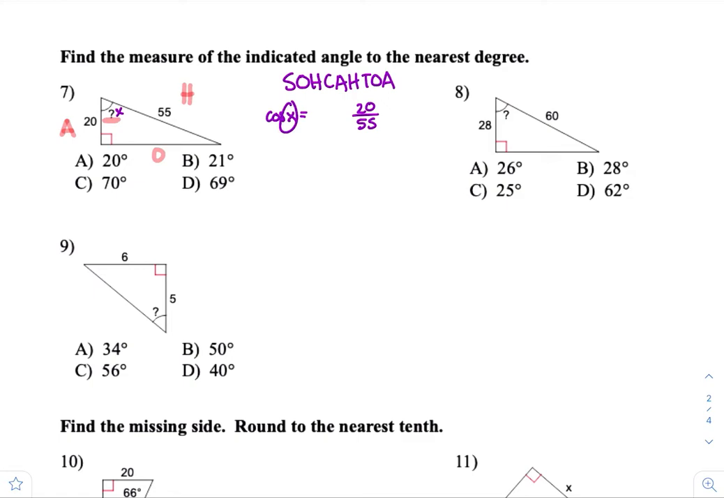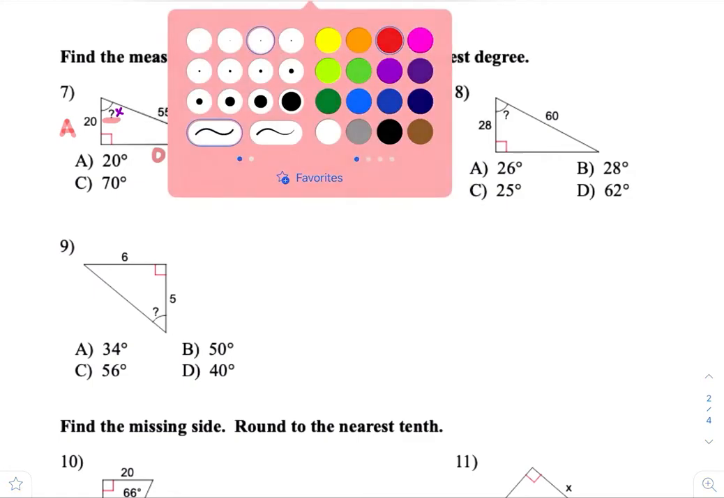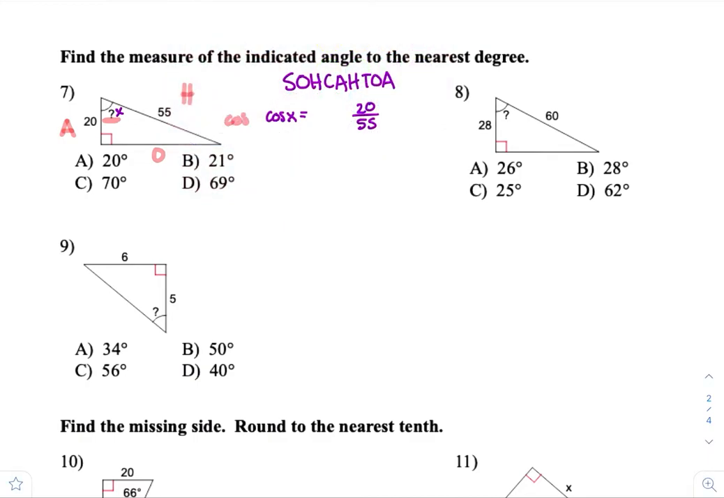Now, since we're solving for an angle measurement, that means in order to get rid of the cosine, you guys, we gotta take cosine inverse of both sides. That is how you guys find an angle measurement. So those cancel. X is equal to cosine inverse of 20 over 55. And using your guys' calculator, 20 divided by 55, you're going to get x is roughly, rounded to the nearest whole degree, it's 69 degrees, which is D.